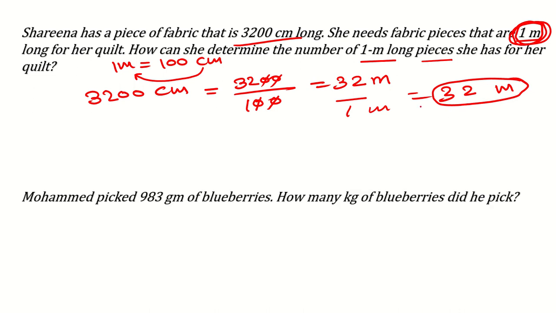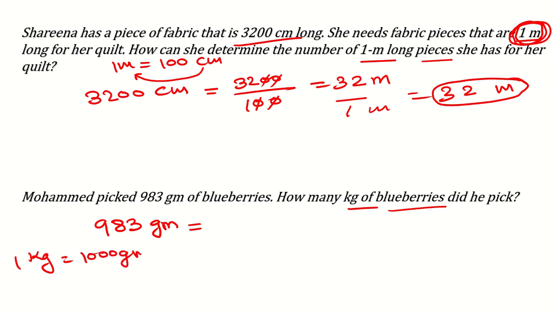Okay. Now next can be: Muhammad picked 983 grams of blueberries. How many kilograms of blueberries did he pick? So it is a very easy question for you. This is 983 grams and we have to convert it into kilograms. So what I told you, 1 kilogram is equal to 1000 grams. So again we are converting smaller to bigger, so we will divide. So 983 divided by 1000. Now how many zeros do you have in the denominator? 3 zeros. So just put the decimal point at 3 places.